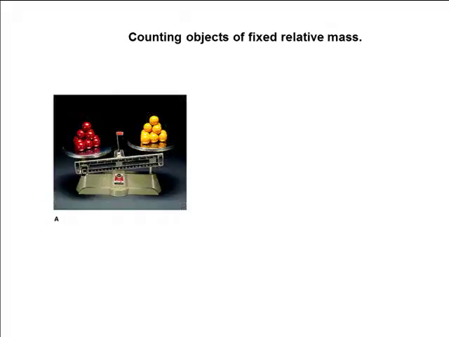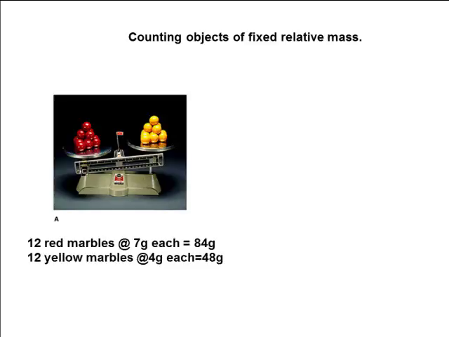You need to keep this in mind. It's a little example of dealing with fixed relative masses. If I have 12 red marbles, and each of those marbles weighs 7 grams, the total mass for those 12 marbles is 84 grams. If I have 12 yellow marbles, and each one weighs 4 grams, then the total mass for those yellow marbles is 48 grams. The thing you need to keep in mind is that simply because we have the same number of marbles doesn't mean we have the same mass.